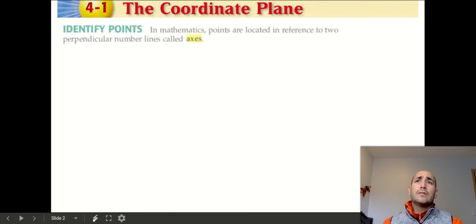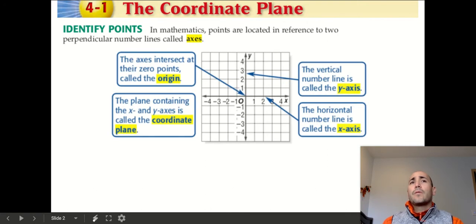So, for us, we're going to be focusing on a couple of things. First, we want to learn how to identify points on a coordinate plane. So in math, points are located in reference to two perpendicular lines called the axes. Here we have the y-axis and here we have the x-axis. And this is known as the coordinate plane. Many of you probably have experience with this. The origin is right in the middle at 0, 0.